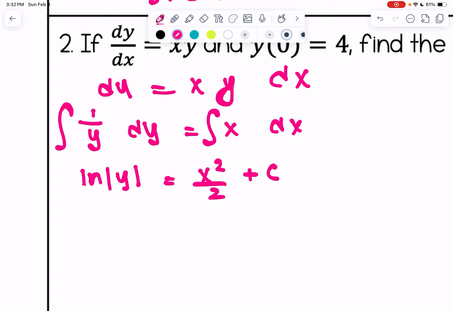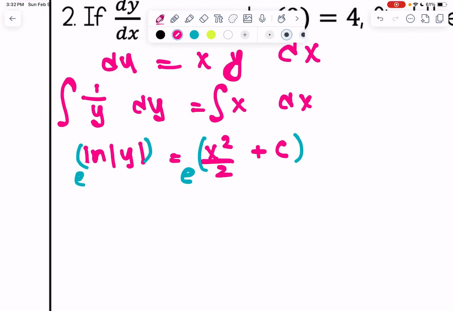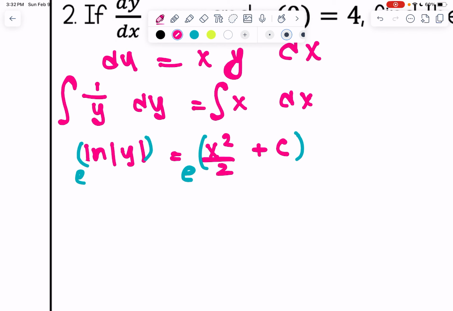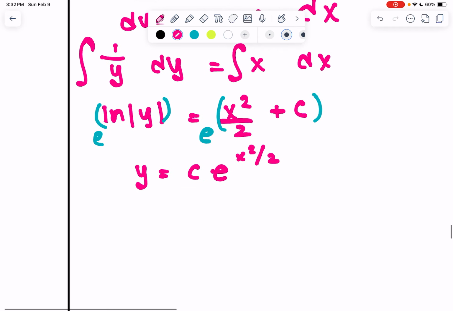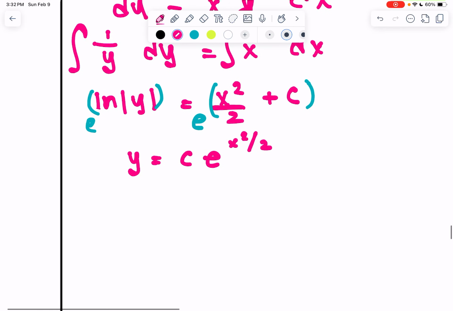In the previous video, we talked about how we need to get y by itself. So we're going to basically treat those initial pieces that I have in pink there as the exponents. So e to that power on each side. That will allow us to get y by itself. And over here, this could be rewritten using our exponential rules as c times e to the x squared over 2. Now that I have our general solution, I can plug in our point. So our point is 0, 4 in this problem.